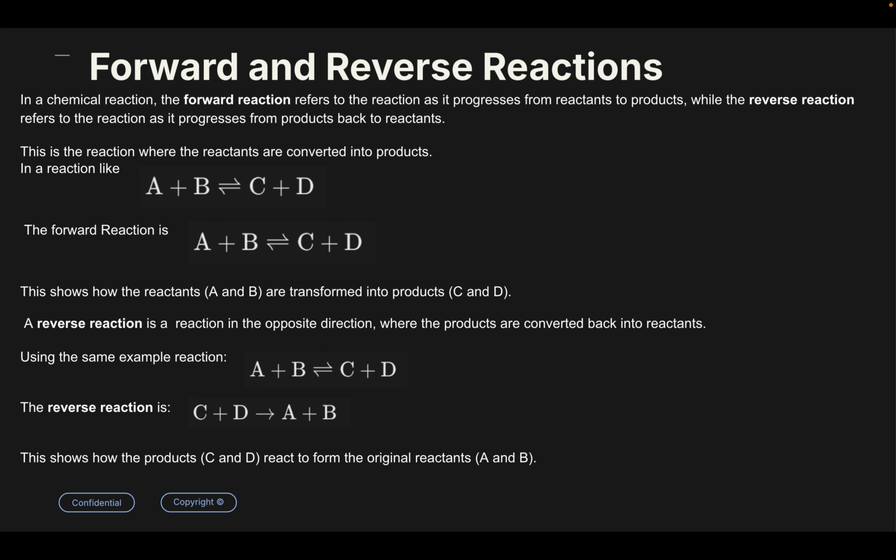And now, a reverse reaction is a reaction in the opposite direction, where the products are converted back into reactants. If we use the same example as above, the reverse reaction would now be the opposite: C plus D turns into A plus B. This shows how the products C and D react to form the original reactants, A and B.